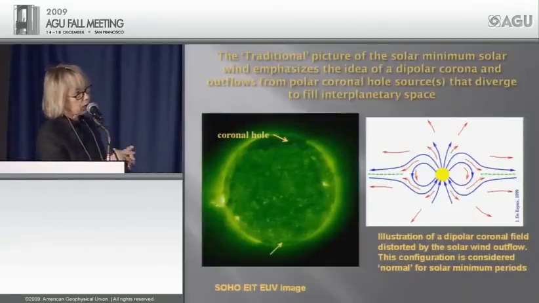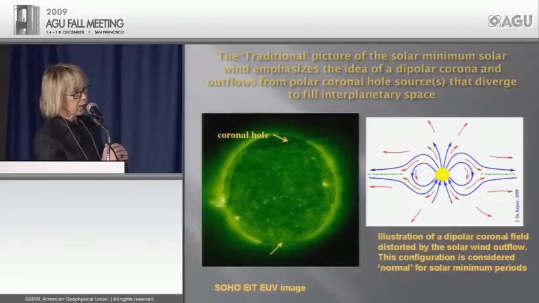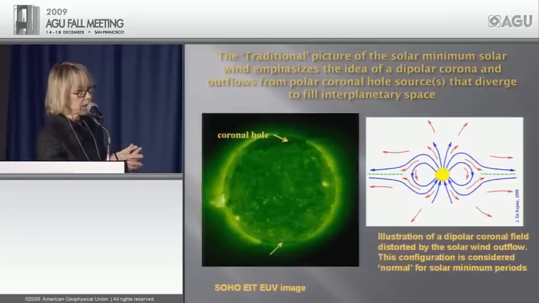Now, what is the consequence? Our traditional picture of the solar wind is this very nice dipolar solar wind where the solar wind is coming out of the polar regions, polar coronal holes, dark coronal holes, as in this previous cycle image, and filling the heliosphere.